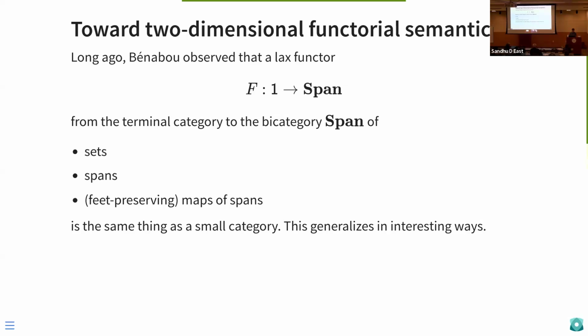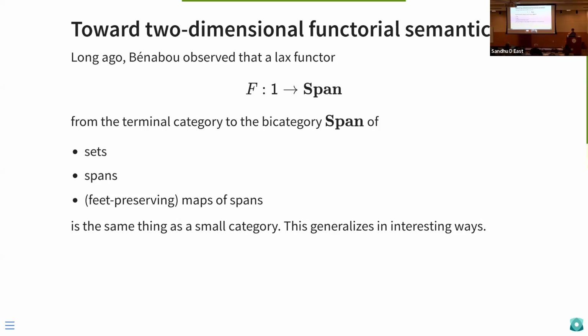Okay, so I want to spend a little time just giving a hint of where this comes from. I'm not going to go into lots of detail about it, but I want to give a little bit of a sense of where these ideas came from.